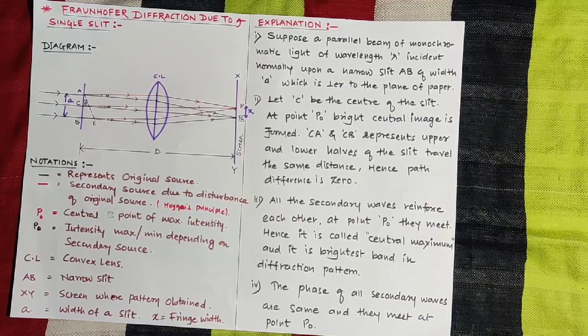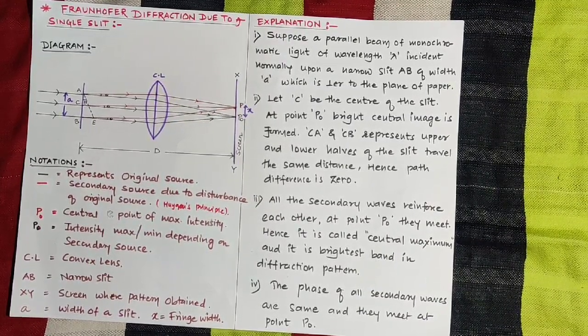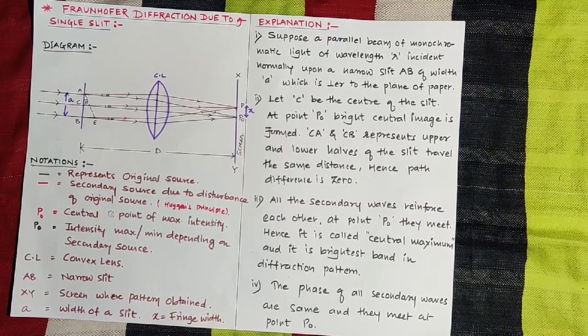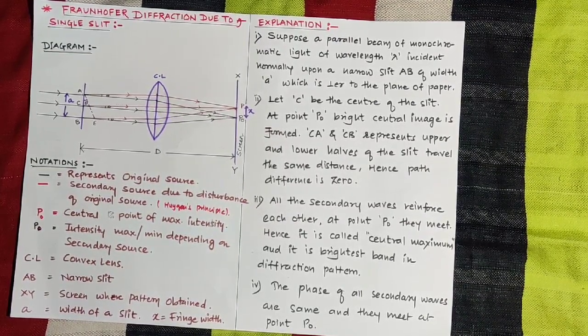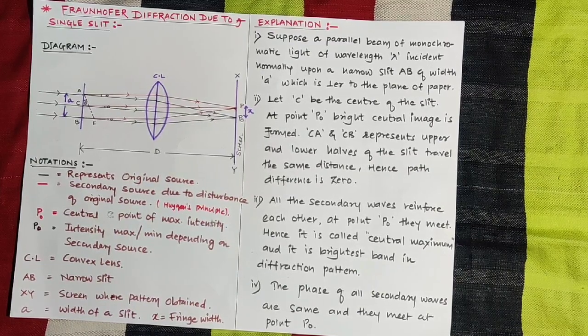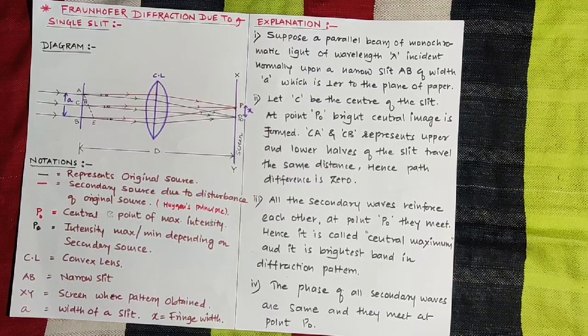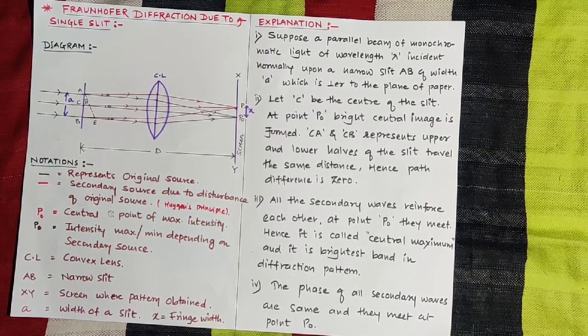That's why that light, having a particular wavelength denoted by lambda, is incident normally upon a narrow slit AB of width a, which is perpendicular to the plane of the paper, and C is the center of this slit. At point P0, a bright central image is formed. Here we have to prove why P0 represents the central bright image. We will discuss this in the next point.